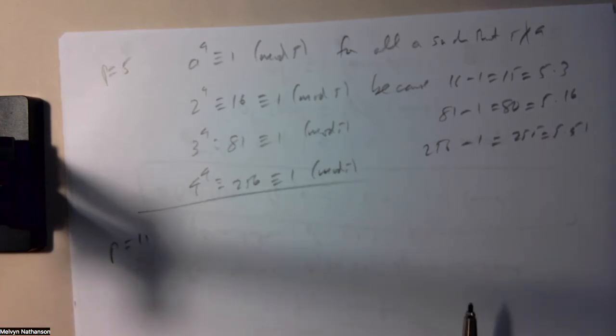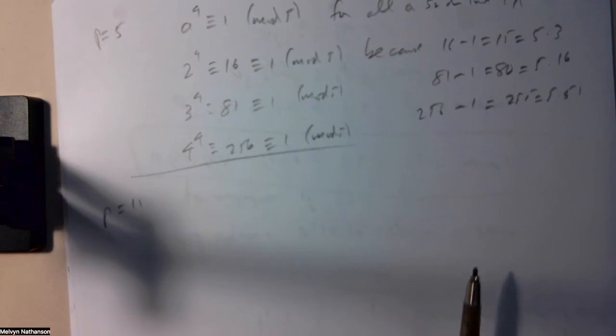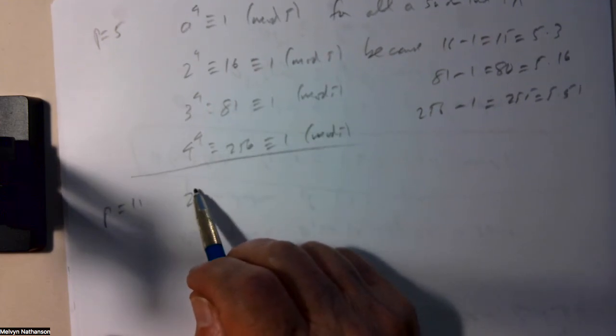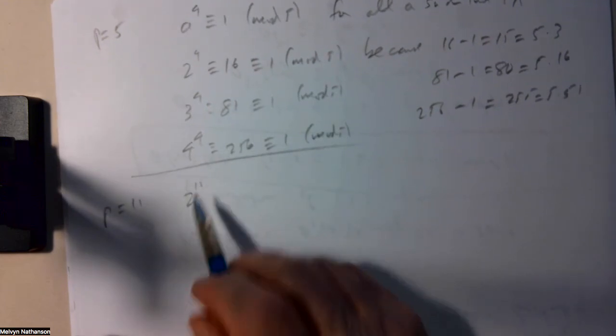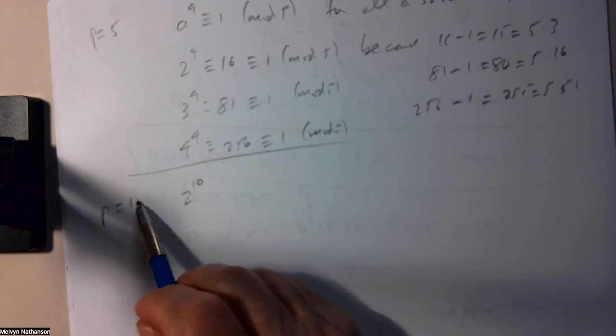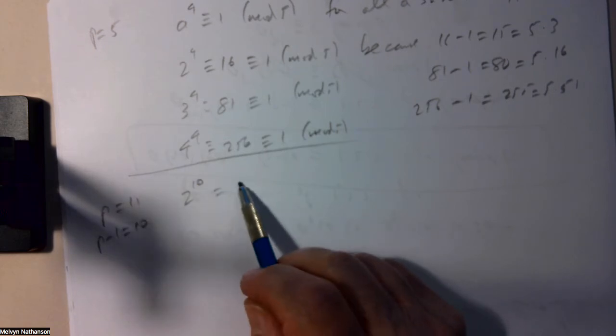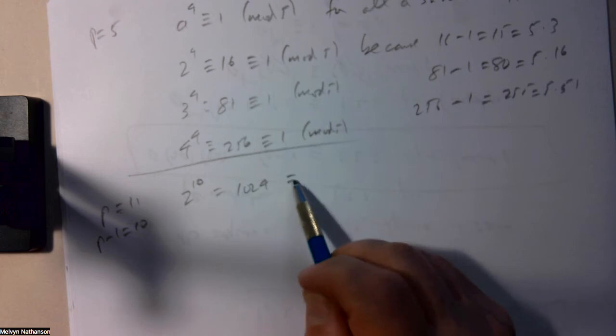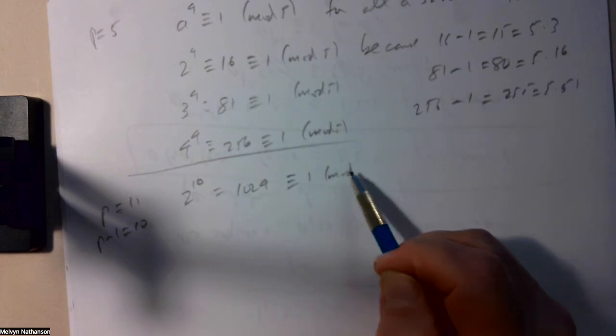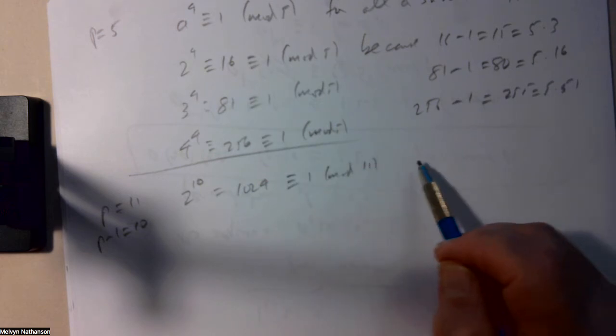Suppose I take p equal to 11. So 2 to the 11th should be 2 to the 10th. If p is 11, p minus 1 is 10. What is 2 to the 10th? That's 1024. This should be congruent to 1 mod 11.